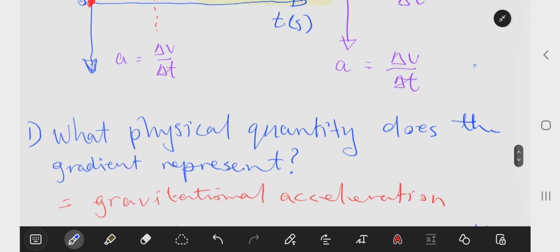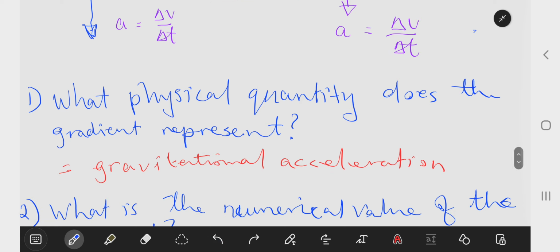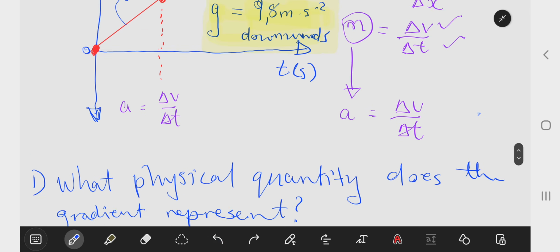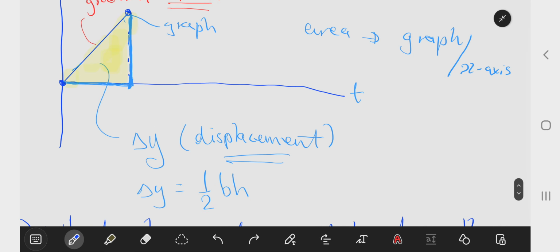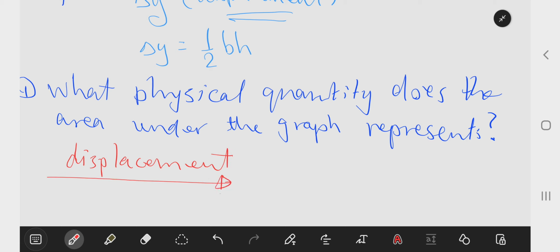In this case, we looked at a question that says what physical quantity does the gradient represent? And we said that the physical quantity represented by the gradient is acceleration, right? Which is 9.8 meters per second squared. But now we are talking about the area under the graph. So if we were to get a question like this, we'd say the physical quantity represented by the area under the graph is simply your displacement, which is delta y for vertical projectile motion.